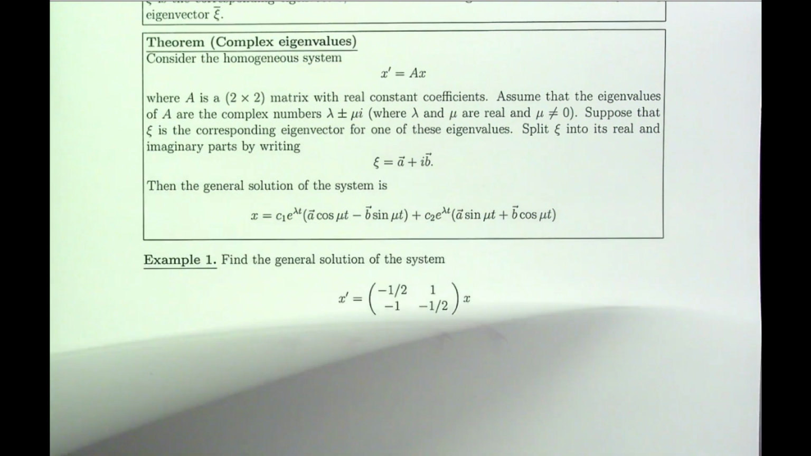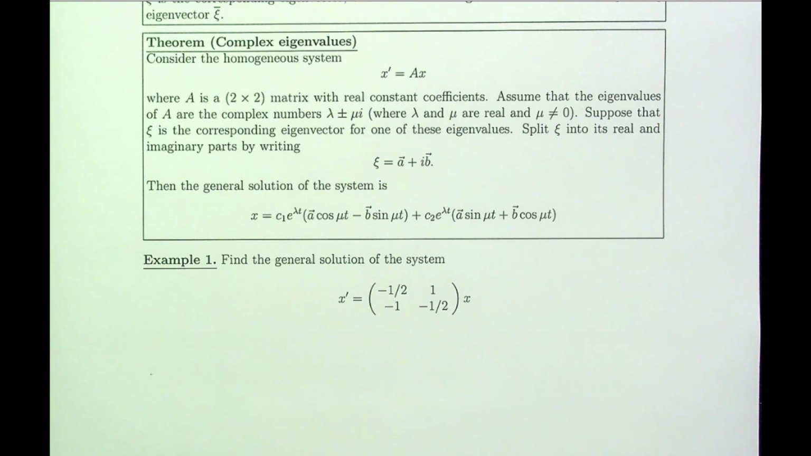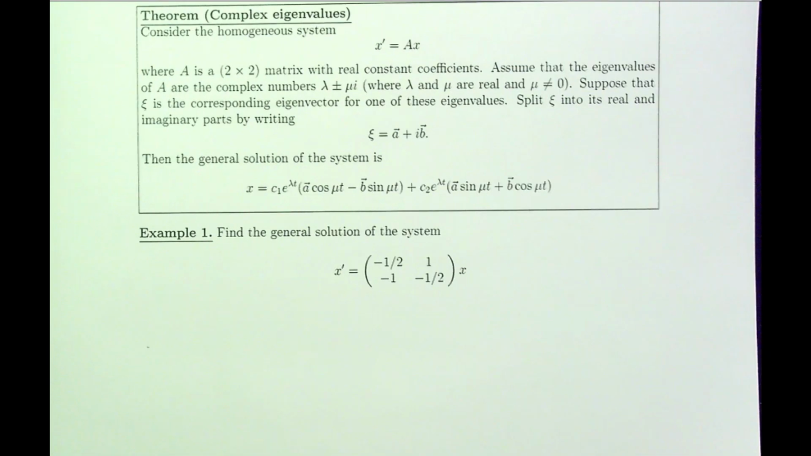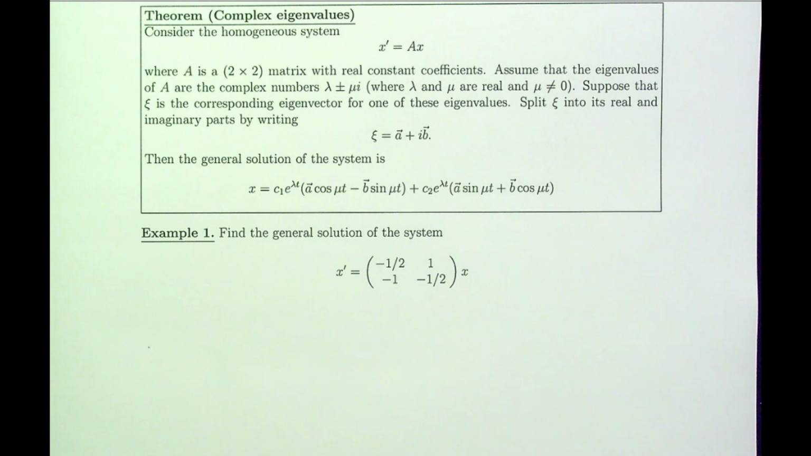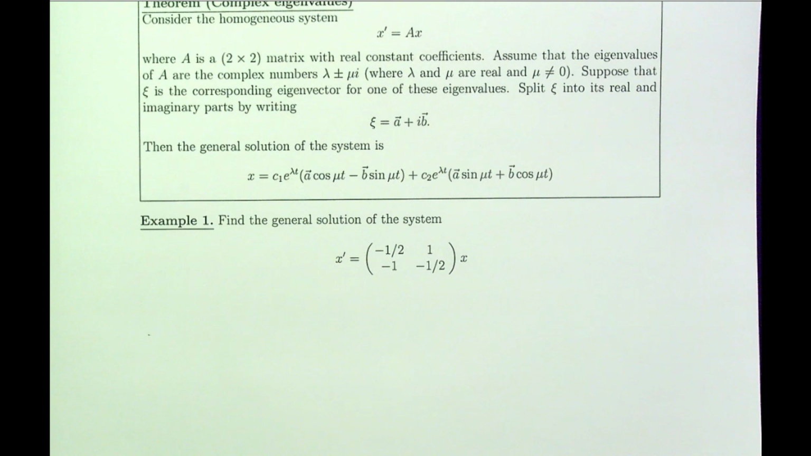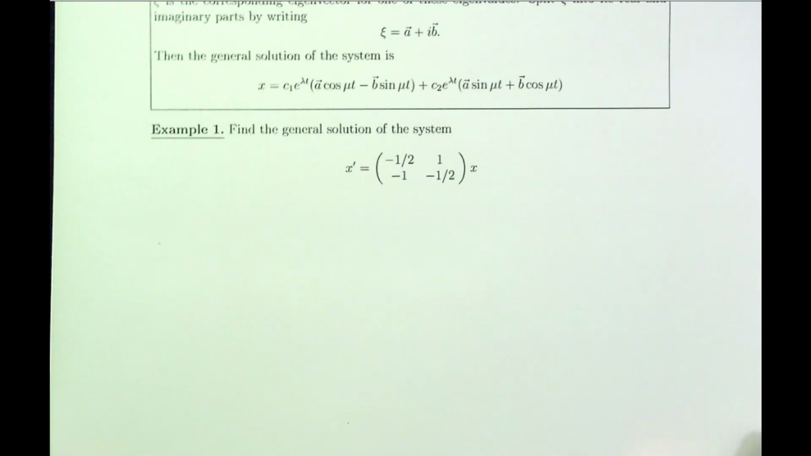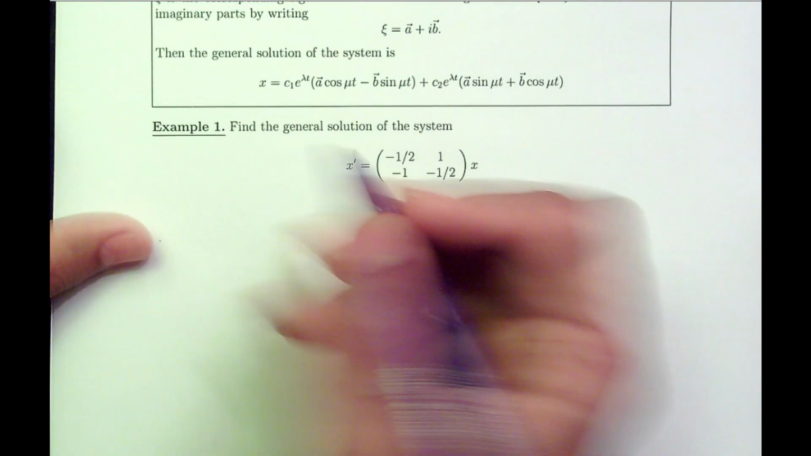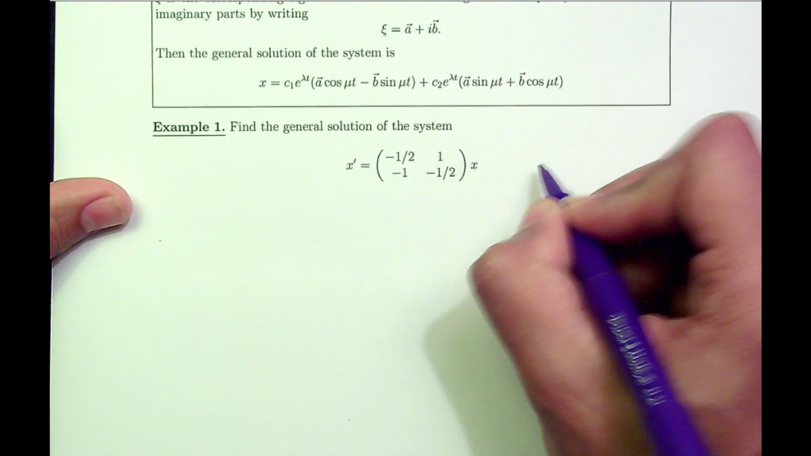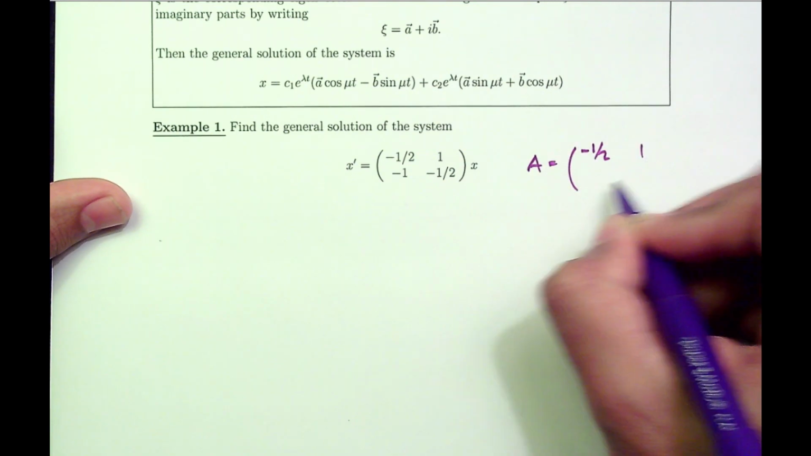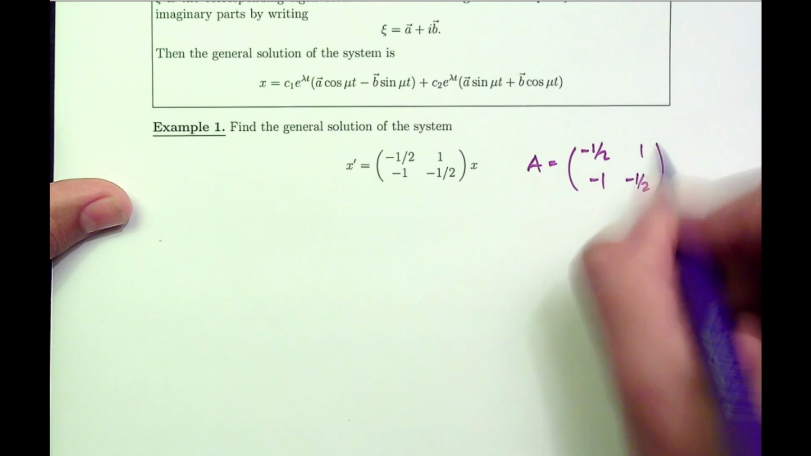Anyway, let's just use it. Normally you usually just keep this formula next to you while you do the homework, or if the exam is on paper, while you take the exam. I would normally do that. All right, so here's the first example. Find the general solution of the system. Here A is this matrix: negative 1/2, 1, negative 1, negative 1/2.